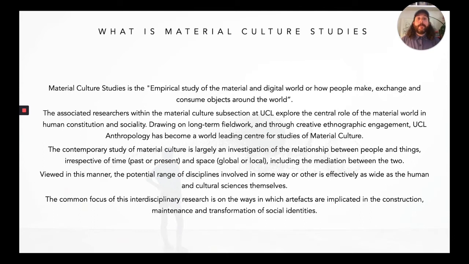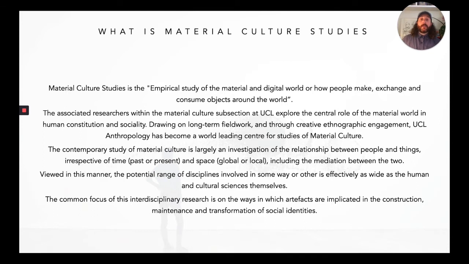It's not simply using things, it's making things. It's exchanging them, it's consuming them, it's circulating them, it's destroying them. It's looking at this particular relationship with the things that we have around us that is key to material culture studies. So the associated researchers within the material culture subsection of UCL explore the central role of the material world in human constitution and sociality. So the way that we have social relationships with others, the way that we are constituted as humans ourselves, having a central space within it, which is formed by the material environment.